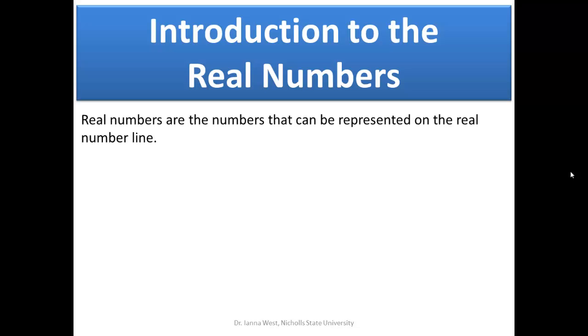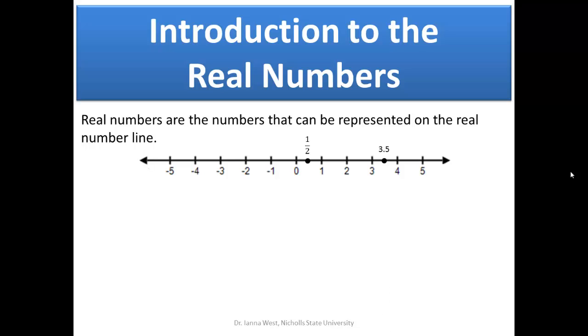Real numbers are the numbers that can be represented on the real number line. There are infinitely many numbers on the real number line. We, of course, can only see the numbers that are labeled on the line itself. There are numbers such as 1/2, which is between 0 and 1, 3.5, which is between 3 and 4, and -3/2, which is between -2 and -1. And of course, there are infinitely many more numbers between the numbers that we see here.